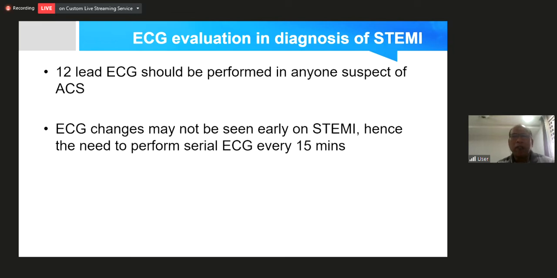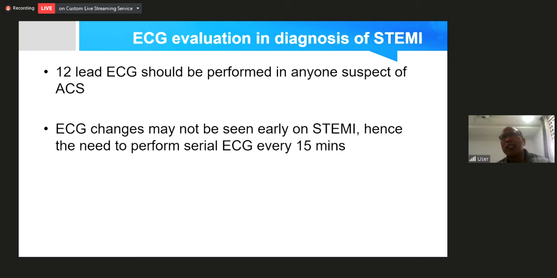So how do you evaluate the diagnosis of STEMI? In this case, you definitely have to do the ECG. You must make a diagnosis within 10 minutes. The ECG might not show changes early on in the STEMI and needs to be performed serially every 15 minutes. But I don't advise serial ECG until you get the diagnosis. The most important thing is to make a diagnosis within 10 minutes, because you have to decide whether to give lytic or not.